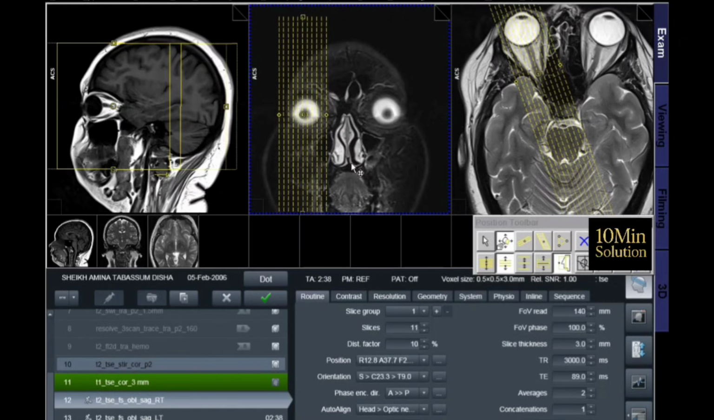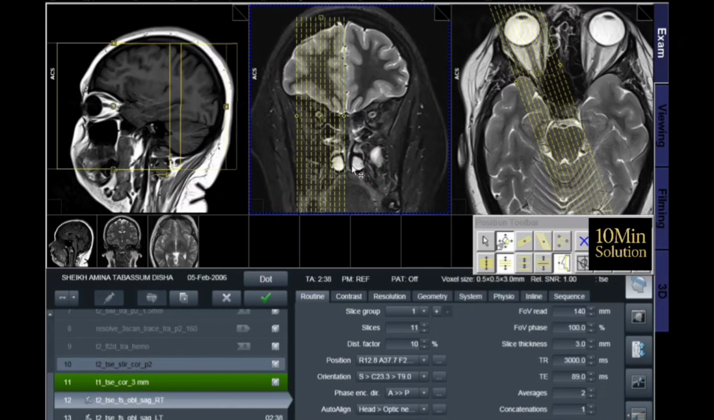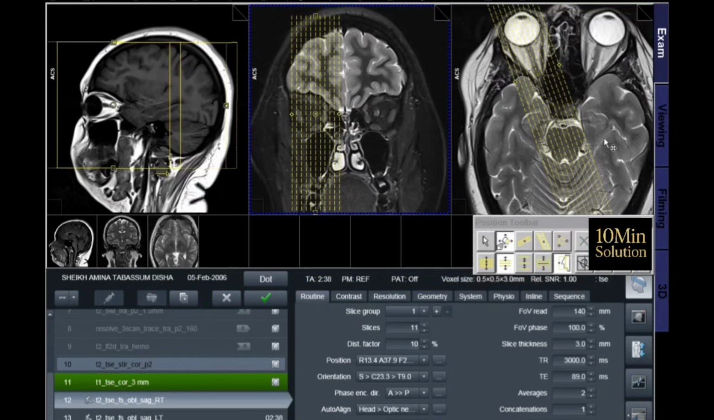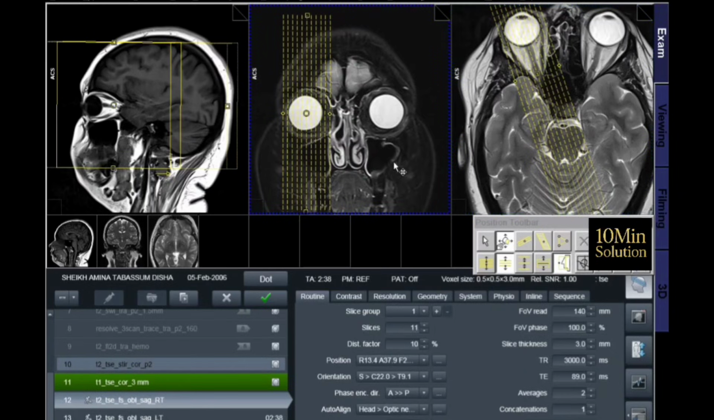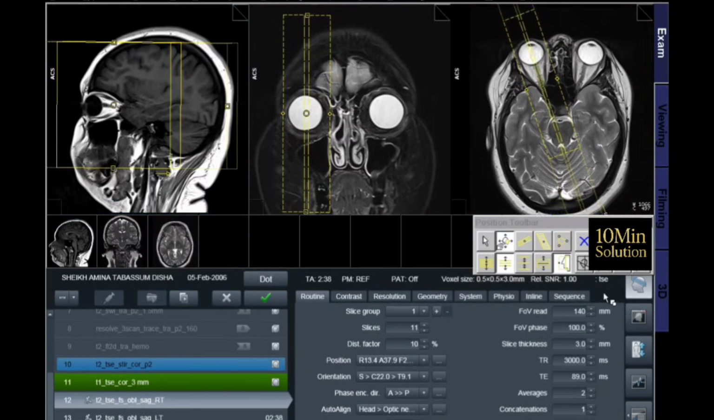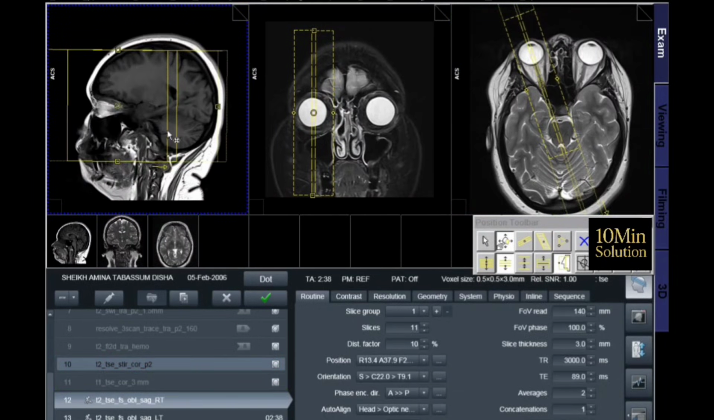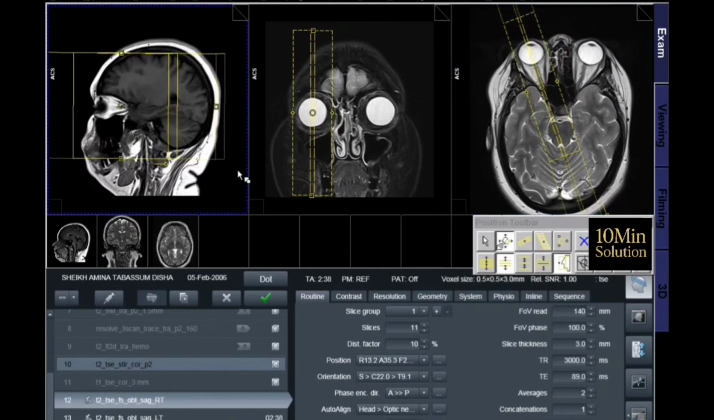Coronal images are planned perpendicular to the axial images. For brain imaging, coronal coverage extends from the frontal lobes to the occipital lobes. In orbit studies, the coronal plane is particularly important as it provides optimal visualization of the optic nerve trajectory, superior and inferior rectus muscles, and the orbital apex. Coronal orbit slices should always be planned perpendicular to the optic nerve.